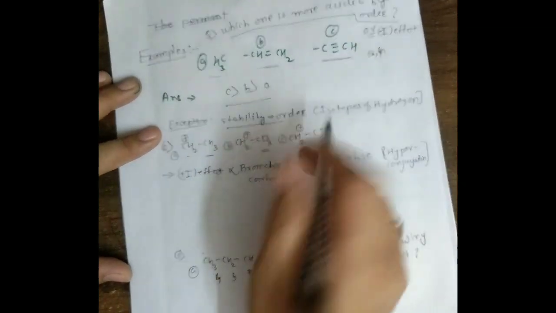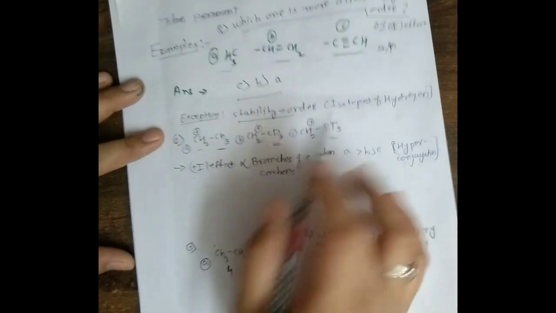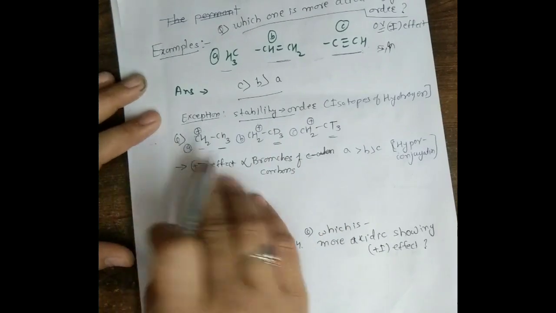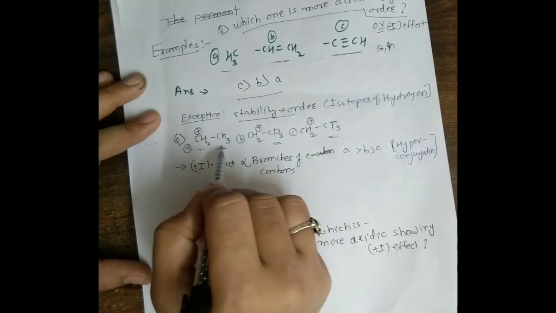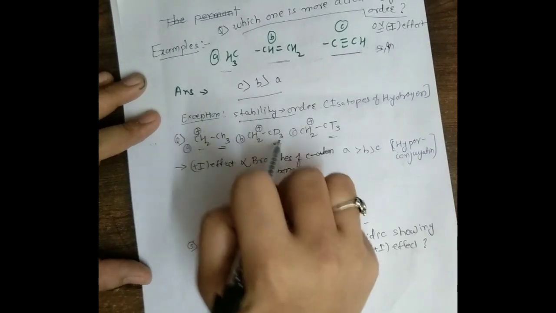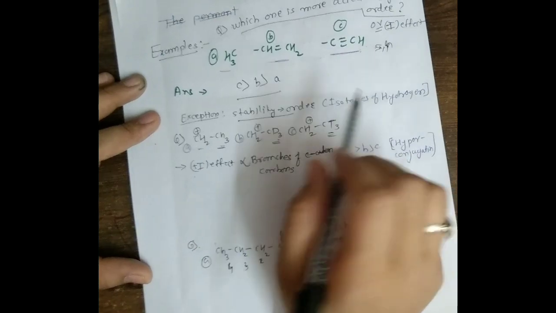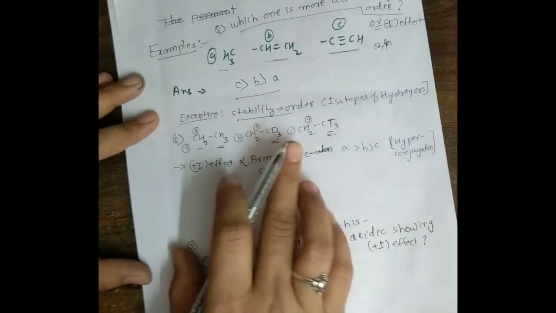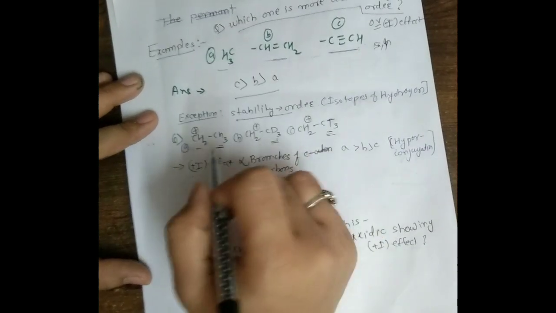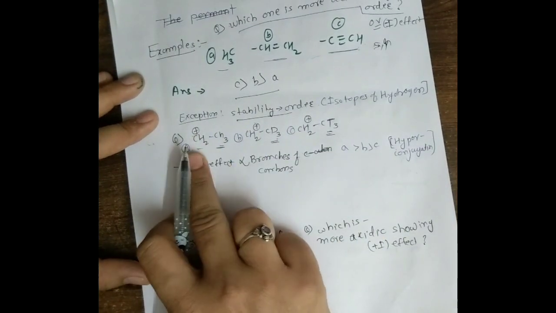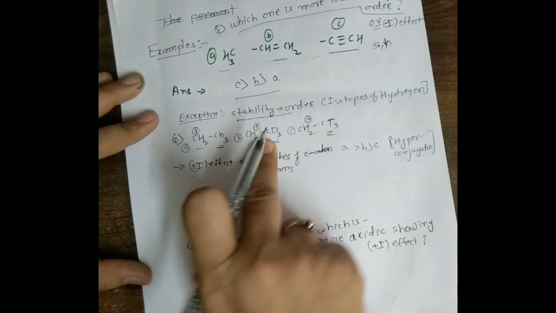Now the second example is the isotopes of hydrogen. We have to find out the stability order. In this case, this is CH2CH3, CH2CD3. CD3 means the deuterium, and this is CT3, which means the tritium. These are the branching in which carbocation is also there. In this case, the order of stability will be A first, then second, then this.